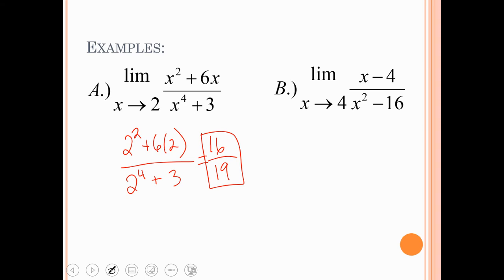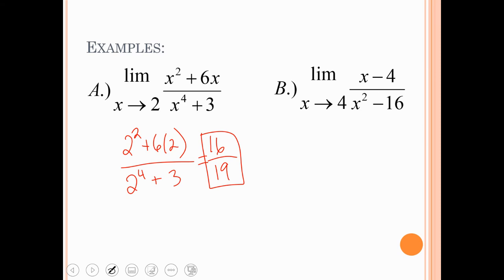The nice thing about direct substitution is, if I tried to plug in numbers closer and closer to 2, would I ever get to the limit being 16/19? I'm not exactly sure that you would be able to do that. You might think it's closer to 1 or closer to 3/4. You wouldn't get exactly 16/19. So these are a little bit more exact methods.